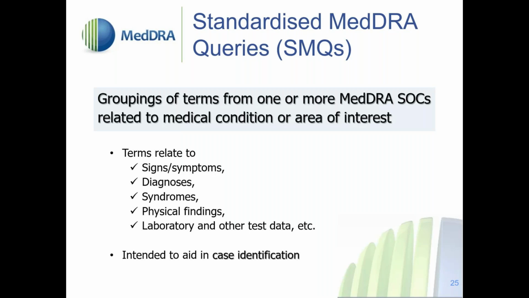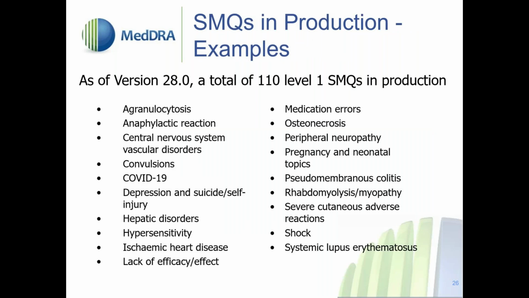This is not a full list. This is an example of SMQs that we have in production. As of version 28, we have 110 level 1 SMQs. So the majority were correct, because the majority picked between 100 and 200. The slide only shows an example of these, but from a quick look, one thing they all have in common is that they are conditions you would really rather not see in a population of subjects exposed to your product, whether that product is a drug or a device or a vaccine or anything else.